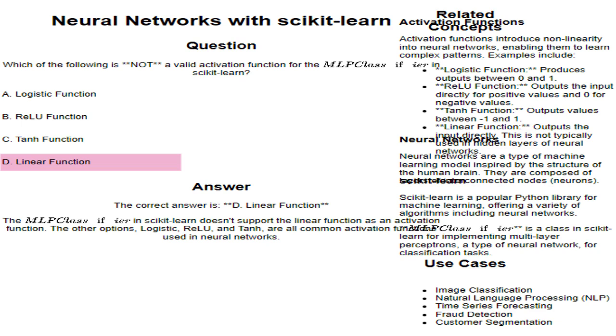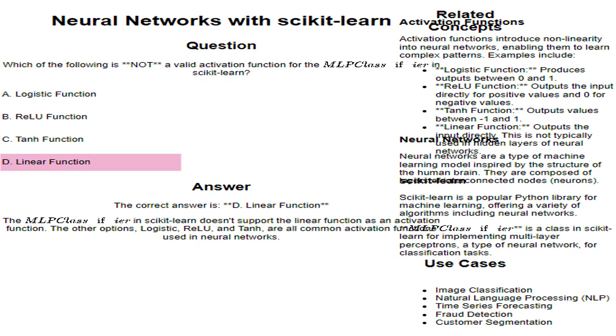tanh function is similar to the logistic function but outputs values between -1 and 1, making it suitable for tasks with a wider range of outputs. Linear function is not typically used in hidden layers of neural networks as it doesn't introduce non-linearity.